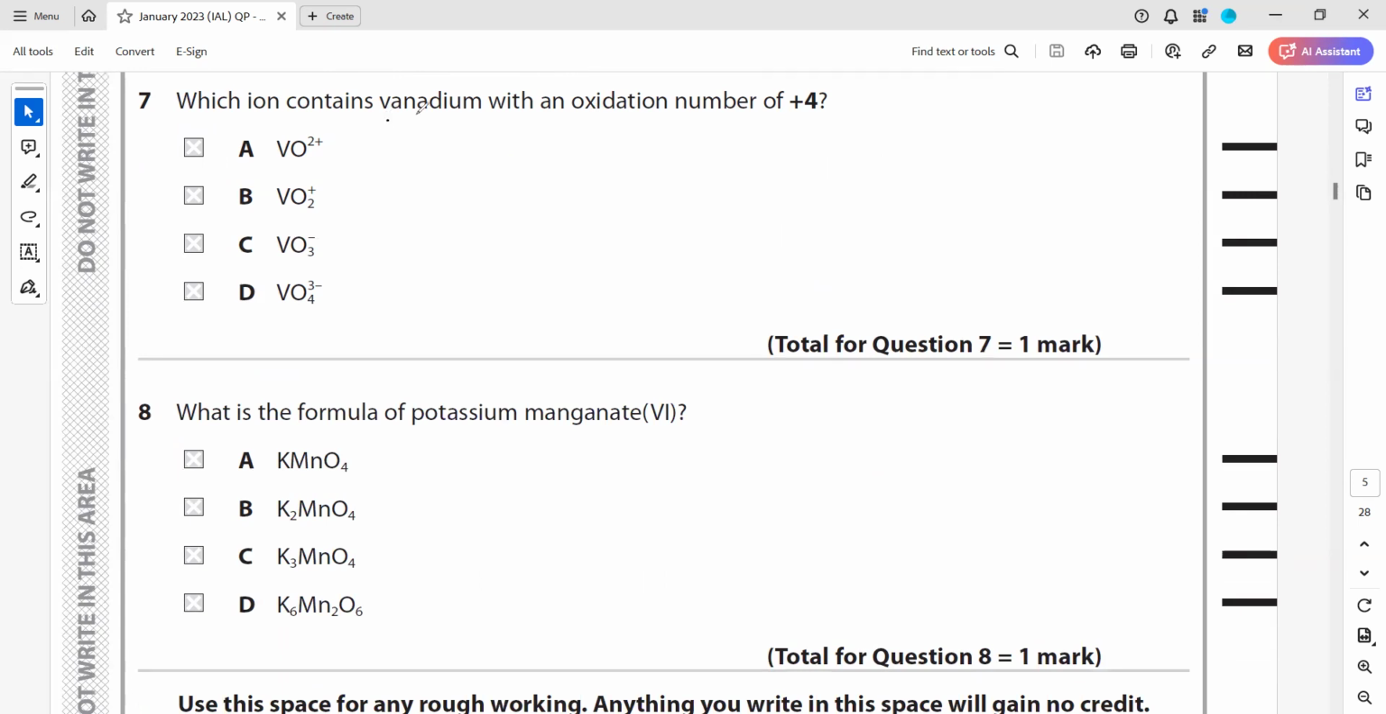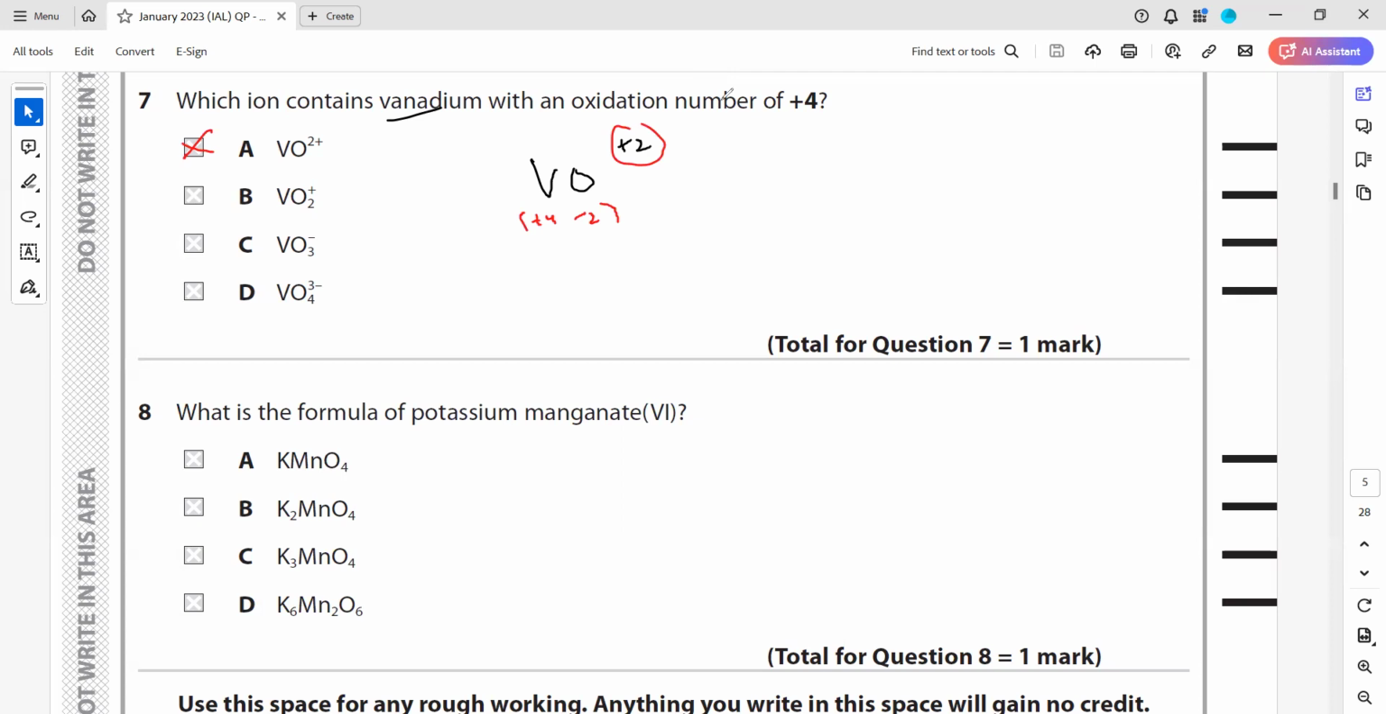Which ion contains vanadium with the oxidation number of 4? So if we write VO with a charge of plus 2, each oxygen is minus 2. So vanadium should be plus 4, because plus 4 minus 2, the net will be plus 2. So A will be the right answer. Why not B, C, or D?